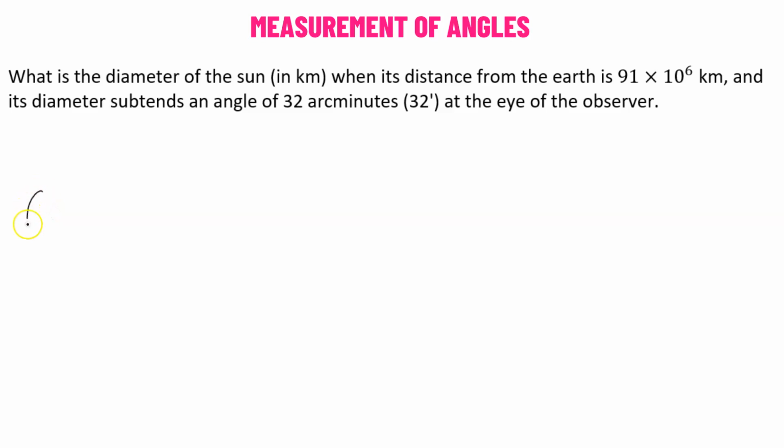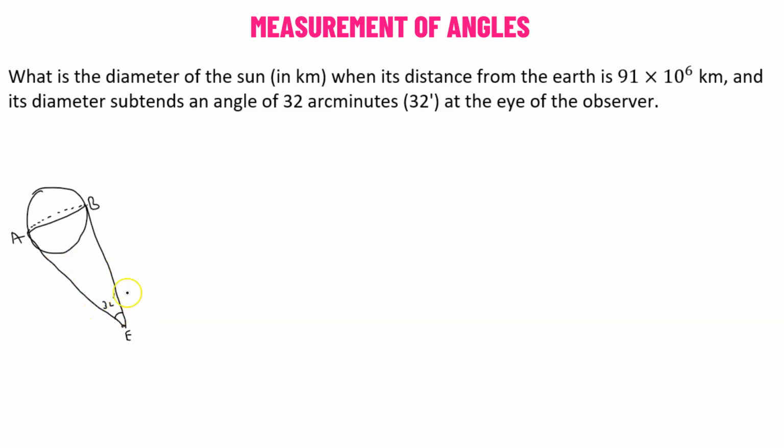So here we have, let's say this is the sun and its diameter is represented by AB. Now actually AB is going to be curved in nature, but since the sun is quite huge, we'll consider AB to be a straight line. Now we have an observer here on earth represented by E, such that the sun is subtending an angle of 32 arc minutes on the observer's eye.